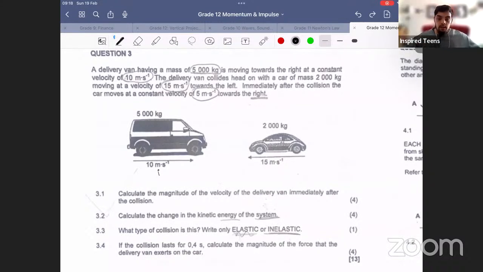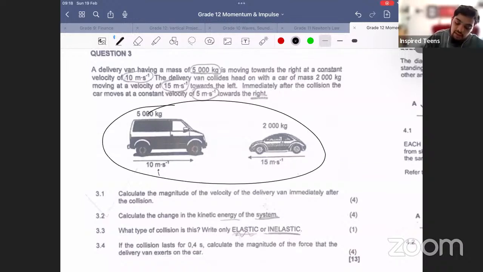Okay. A delivery van having a mass of 5,000 kg is moving towards the right at a constant velocity of 10 meters per second (10 m·s⁻¹). The delivery van collides head-on with a car of mass 2,000 kg, moving at a velocity of 15 meters per second towards the left. Immediately after the collision, the car moves at a constant velocity of 5 meters per second towards the right. Okay, so that's a lot of confusing information. Luckily, it's all given in the diagram.